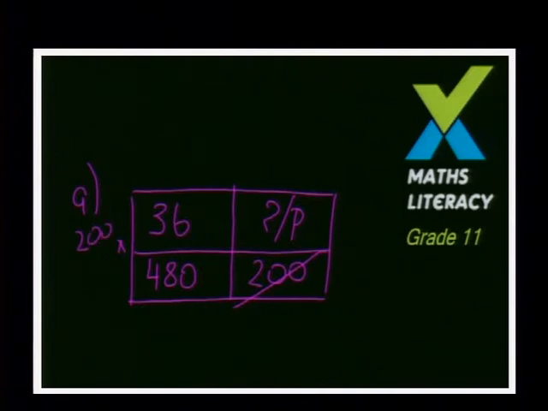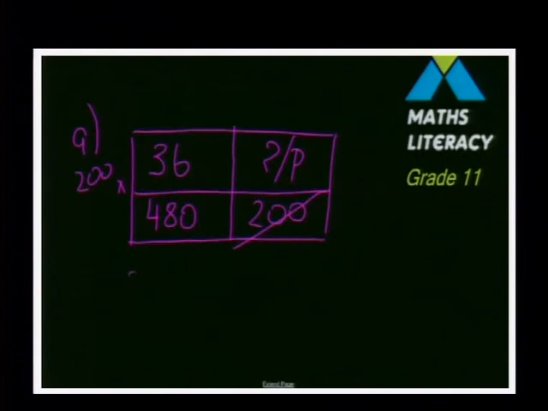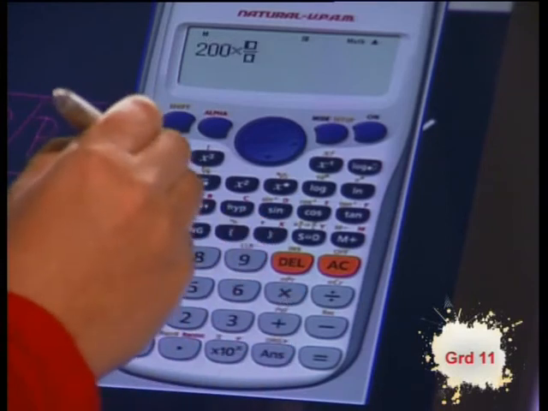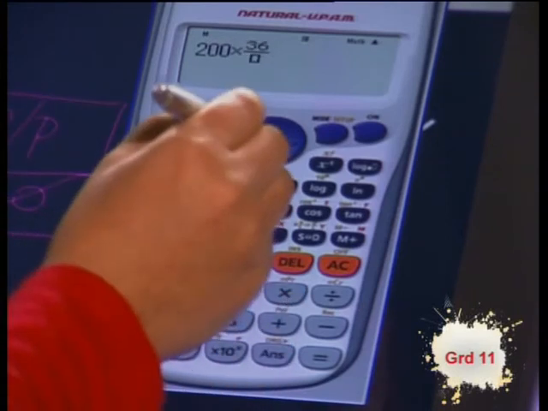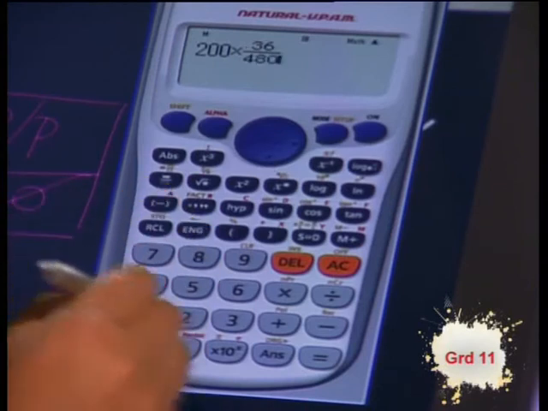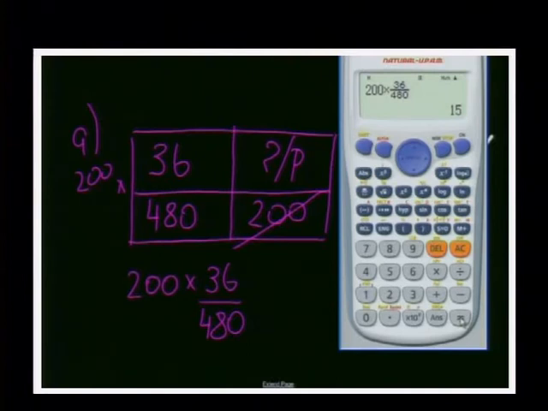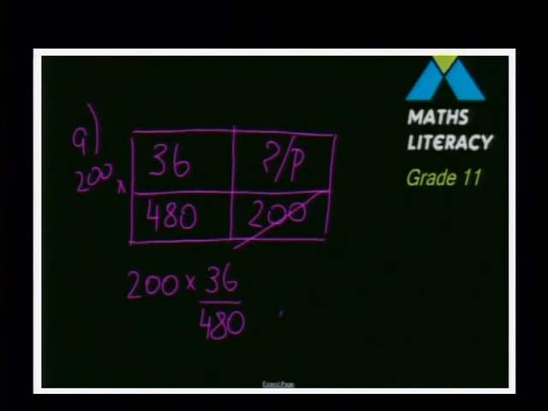So my answer to this would be 200 times by 36, and remember I said that was divide by 480. Let's use a calculator. We've got 200 times by my fraction, 36, divide by 480, and I get an answer of 15. So P is equal to 15.